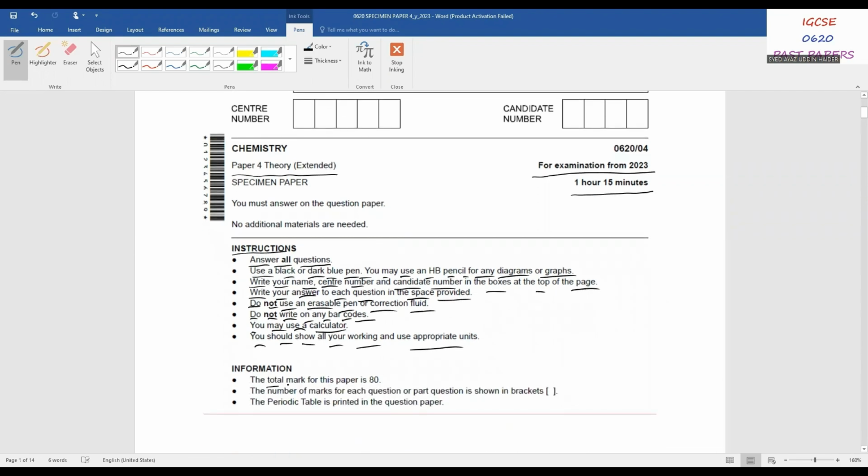Information. The total mark for this paper is 80. The number of marks for each question or part question is shown in brackets. The periodic table is printed in the question paper.